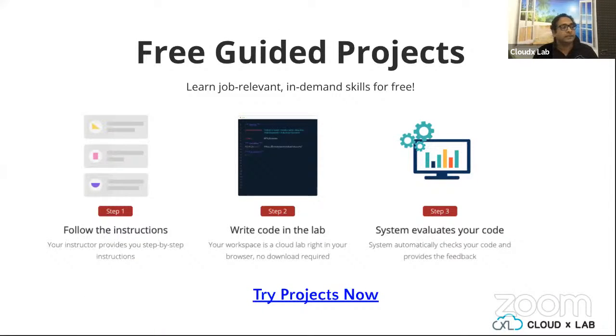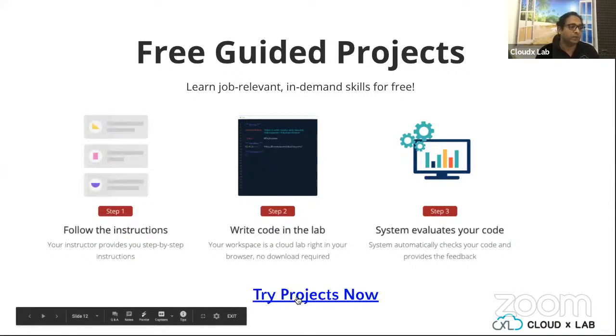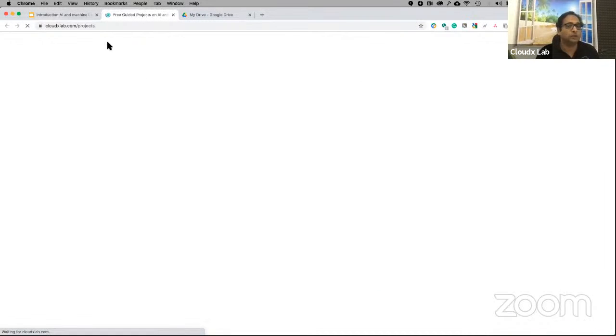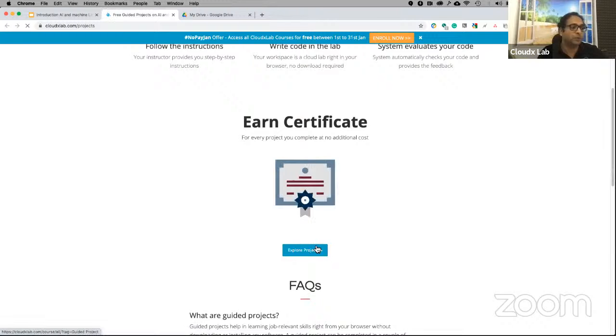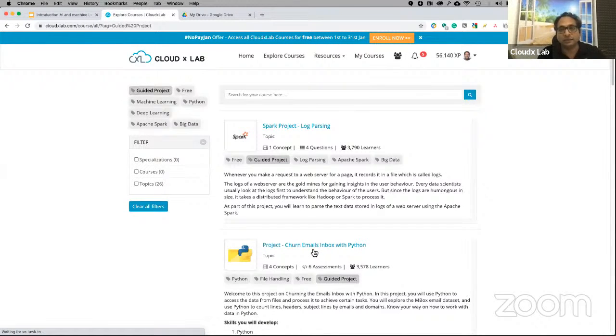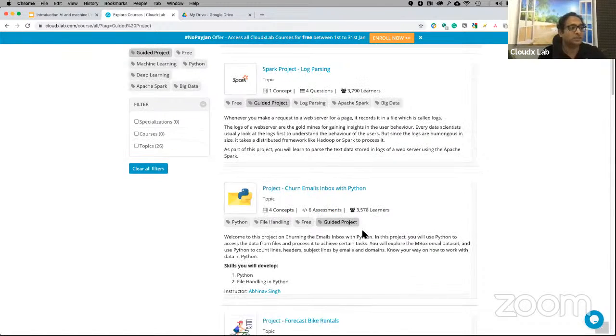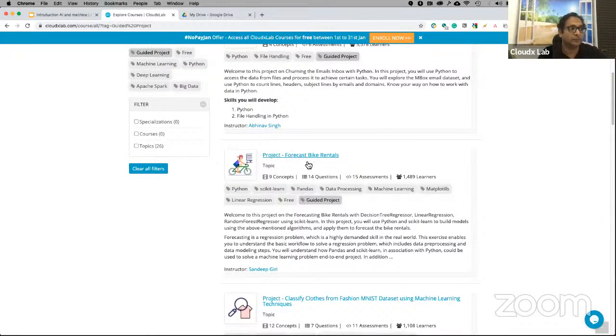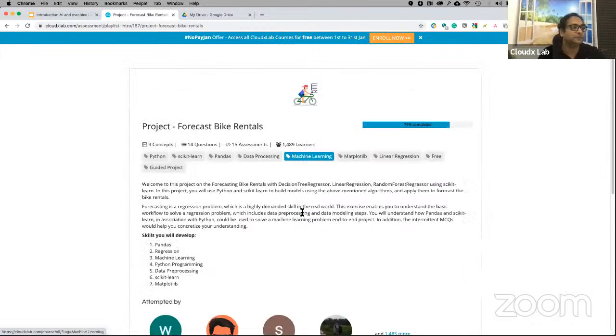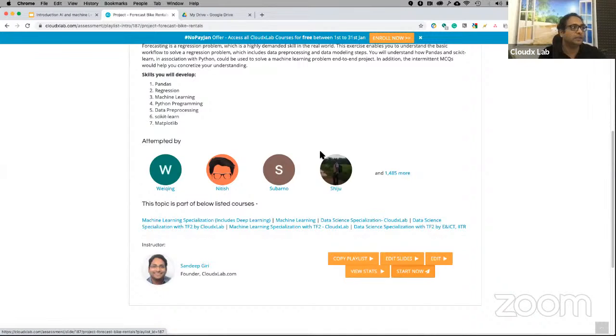Right. The next thing is the free guided project. I want to show you this part because this is something I'm very excited about, and we're working to make it more and more unique, one of the best experiences in the world. I can guarantee that part. This is where you will start learning by way of projects. These are the various projects. For example, in this project, you have to forecast the bike rentals. If you start this project, you can just start immediately.